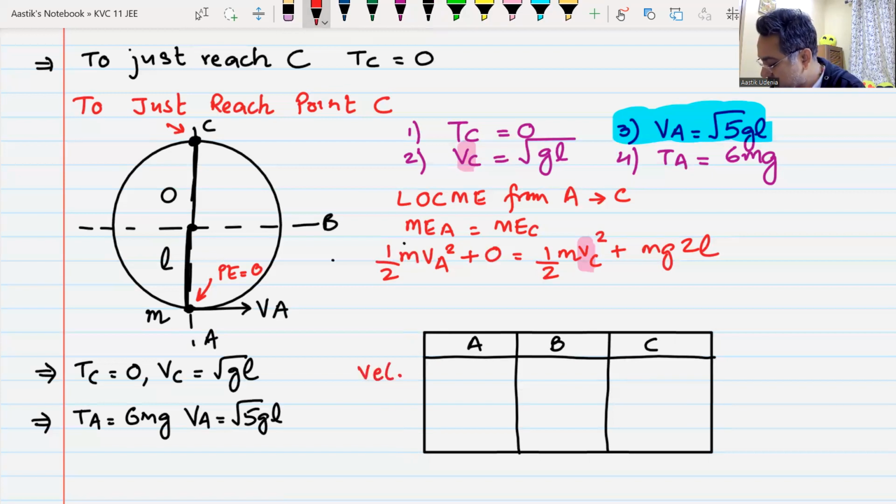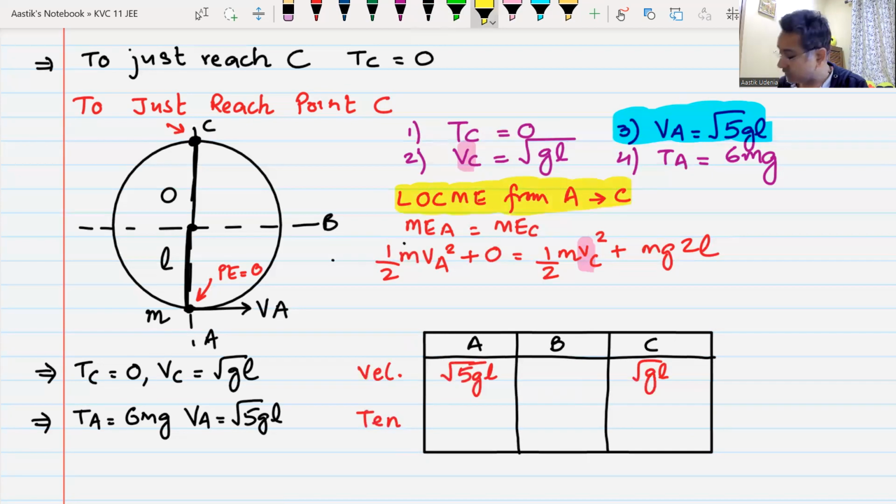I will write all the values for A, B, and C: velocity and tension. Velocity at point A is root 5 GL. Then the velocity at point C becomes root GL. And if you again apply the work-energy theorem, instead of applying it from A to C, if you apply it from A to B, you will get the velocity at point B if you know the velocity at point A. I will again leave that task to you.